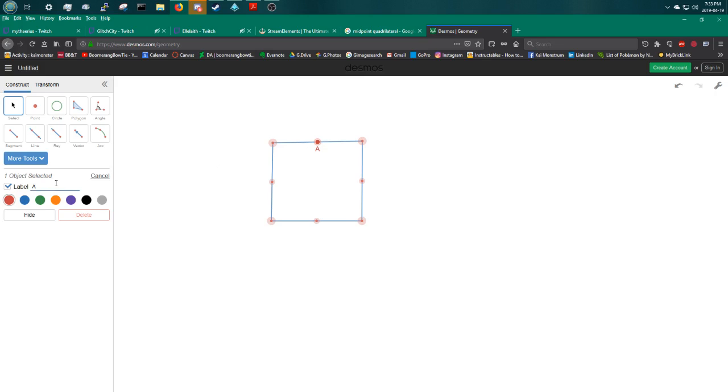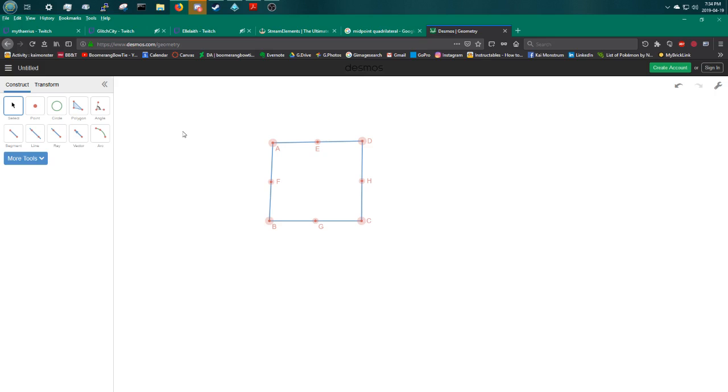We're going to call that label E, label F, label G, and finally the last label, label H. Here we go. And we're going to name our other labels A, B, C, and D.